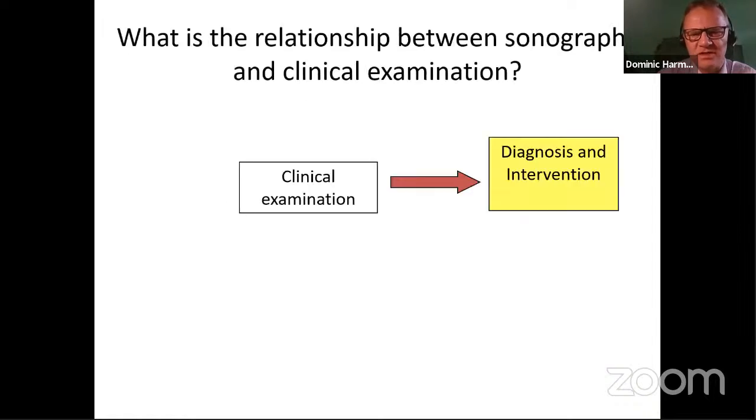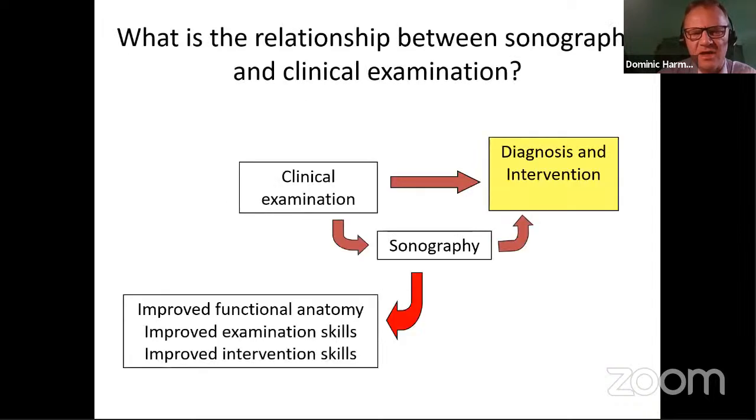So we're back to this diagram whereby the sonography, ultrasound, helps with our clinical examination. And that's going to help with our diagnosis, which is absolutely crucial. It's also going to help with the intervention. And I think it also, as a tool, leads to improved functional anatomy. It leads to improved examination skills and improved intervention skills.